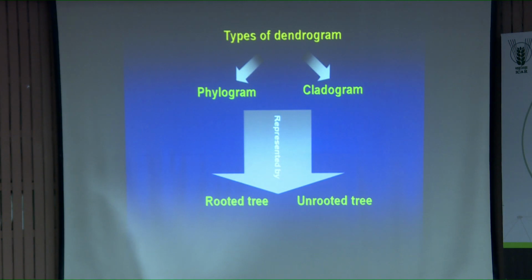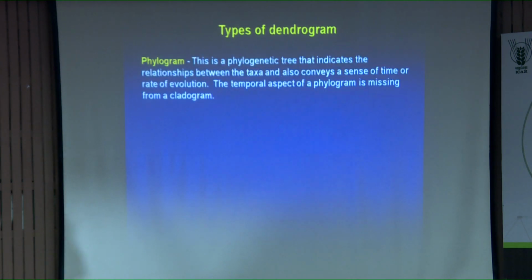And both the phylogram and cladogram can be represented by a rooted tree and an unrooted tree. So, again 4 new terminologies came: phylogram, cladogram, rooted tree and unrooted tree. What are they? So, first come to phylogram. What is a phylogram? A phylogram is a phylogenetic tree that indicates the relationship between the taxa and also conveys a sense of time or rate of evolution. So, it is not only grouping your taxa, it also tells you about some time. This temporal aspect of the phylogram is missing from the cladogram.